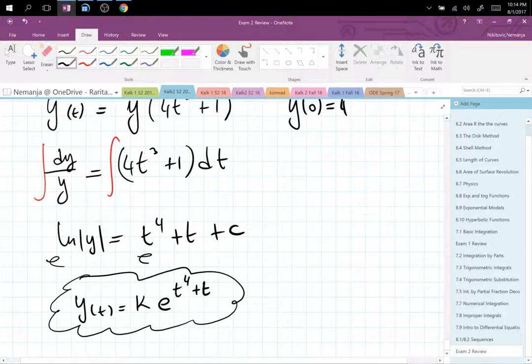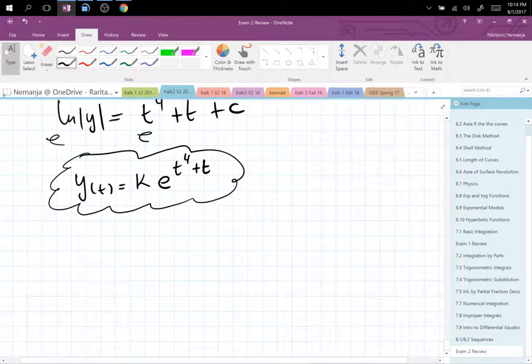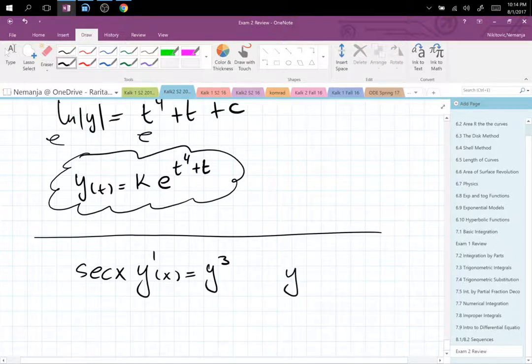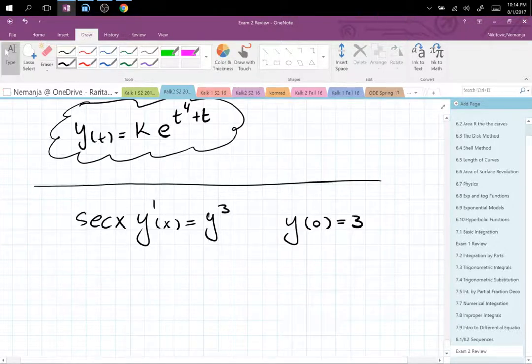Okay, so what's this one? It says secant x. Secant x? Yes. Y prime of x equals y cubed. And y0 equals 3. Now this is fun. I know we probably will get.